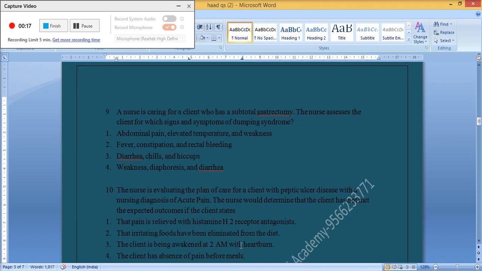1. Abdominal pain, elevated temperature and weakness. 2. Fever, constipation and rectal bleeding. 3. Diarrhea, chills and hiccups. 4. Weakness, diaphoresis and diarrhea. The correct answer is 4. Weakness, diaphoresis and diarrhea.